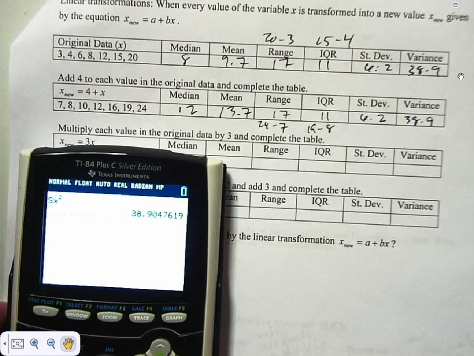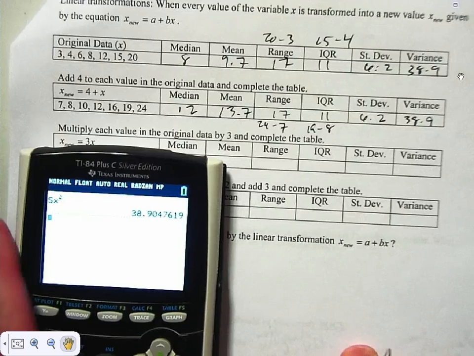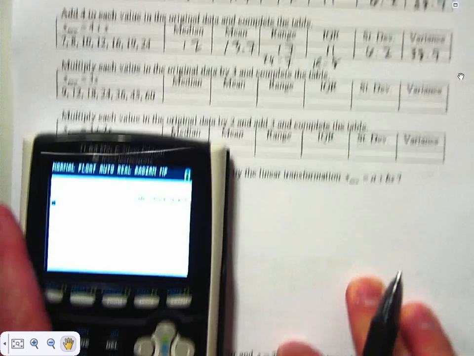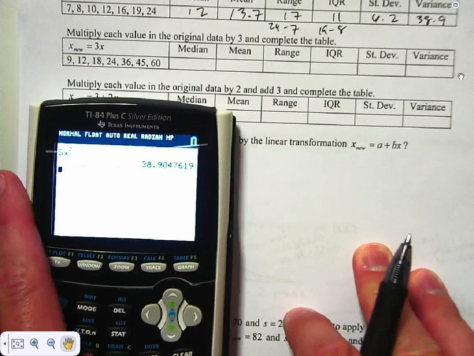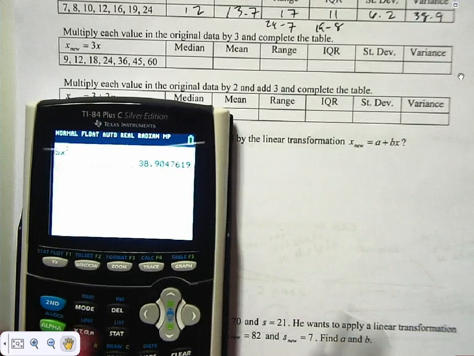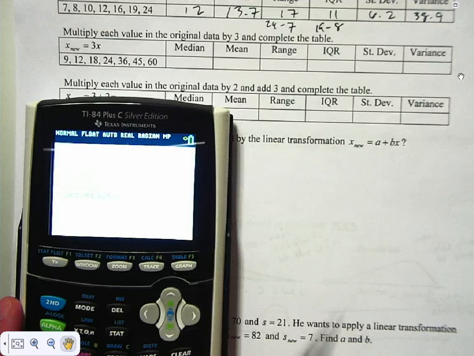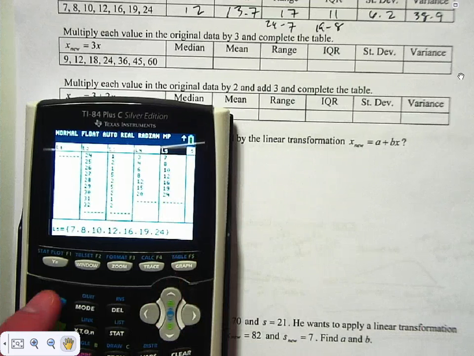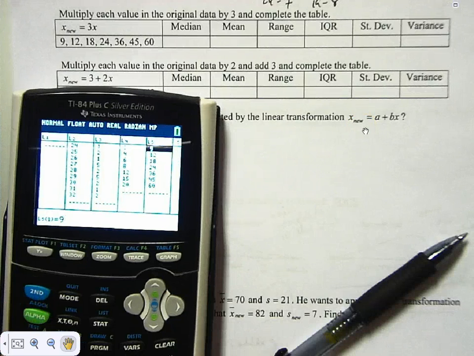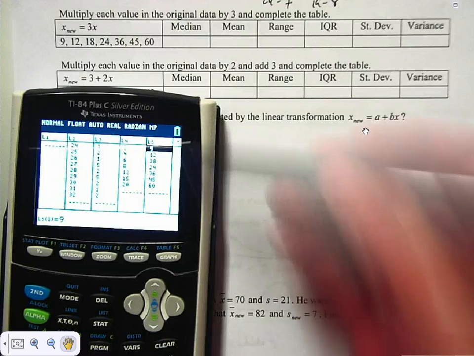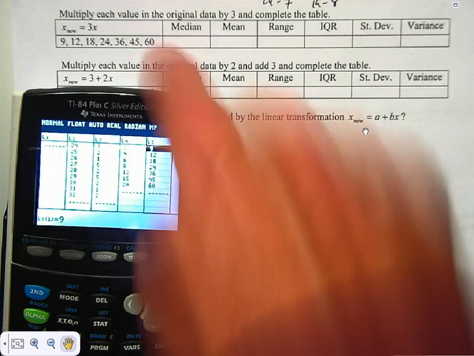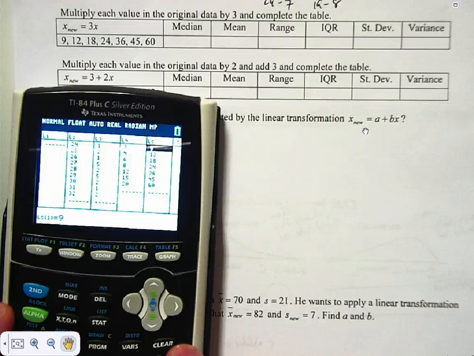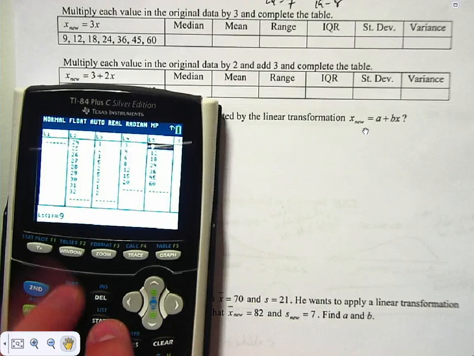All right, well, what if we decided to multiply each value in the original data by 3? Okay? Let's go do that. Let's go take our list and edit it, right? So list 5 again. I'm going to use list 5 to take list 4 and multiply it by 3. Okay, when we do that, there's our new list and our new values that correspond to the values up there. All right, so we got our new list. Let's go do our calculations, right?